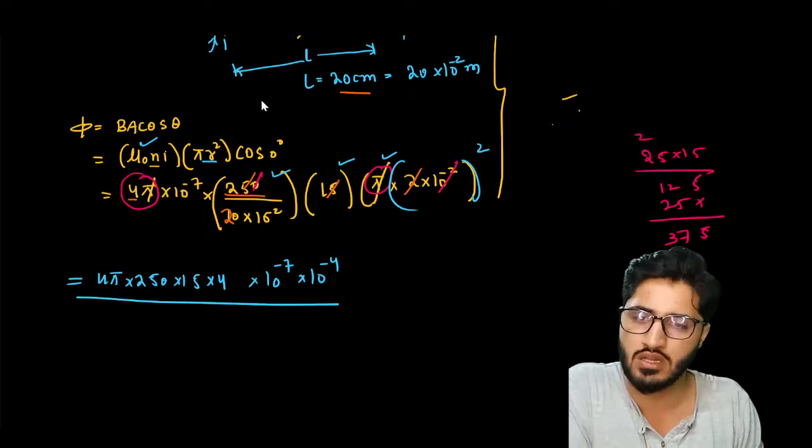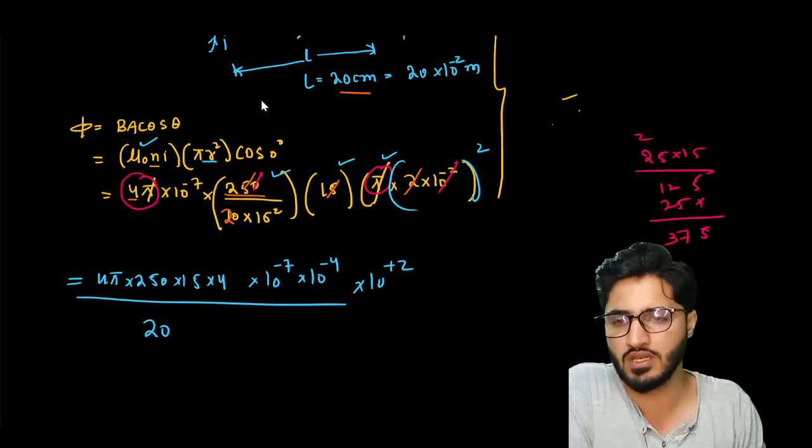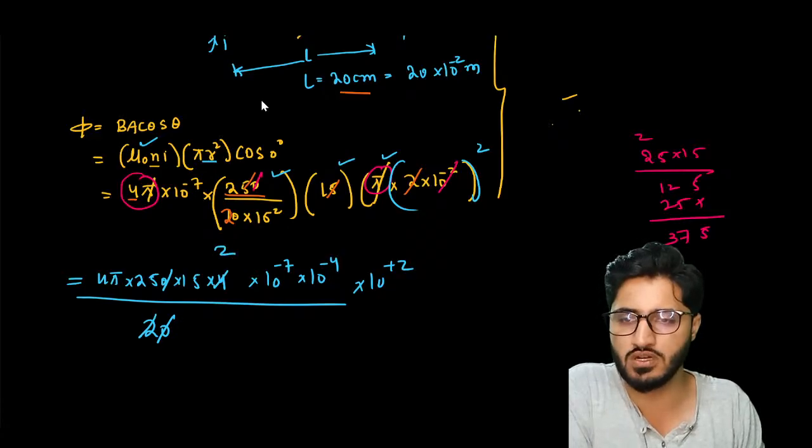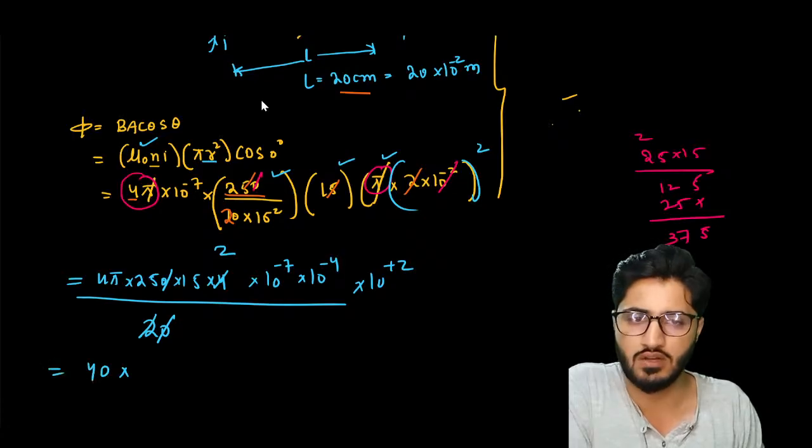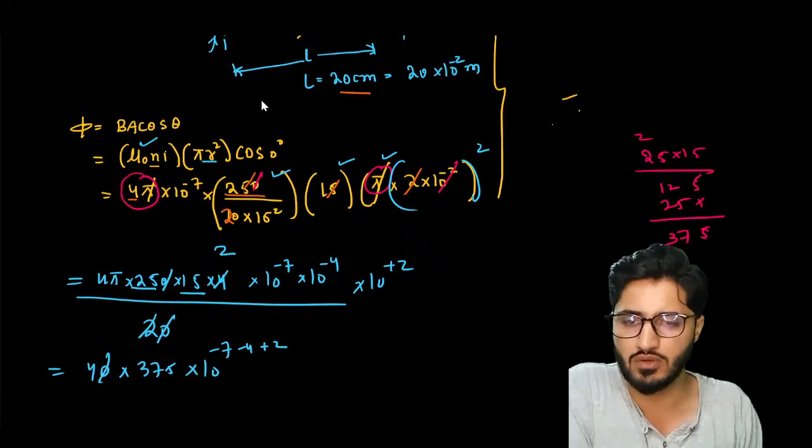Okay, then we are having 20. It will go up, it is 20 power plus 2. The 0s cancel out. 2 1s are 2, 2 2s are 4, so it is 40. 25 into 15 is 375. 10 to the power minus 7 minus 4 plus 2. 1 cancels out, plus 1.